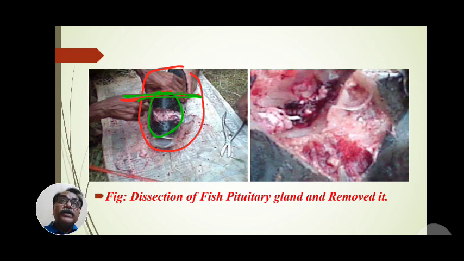After this, just behind the medulla oblongata, the brain is to be cut. Then on the anterior side, there are the olfactory lobes.